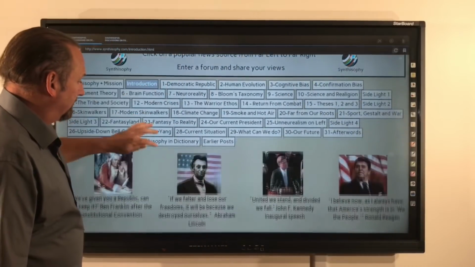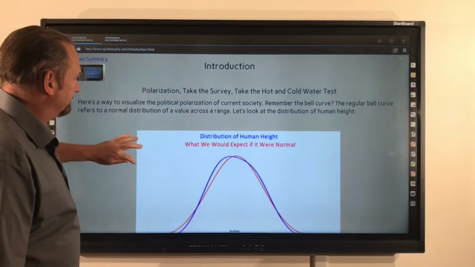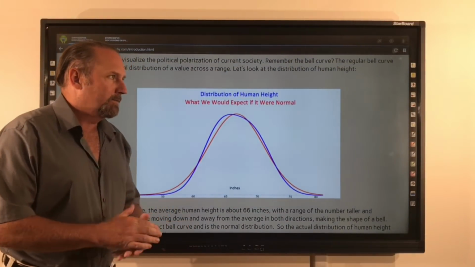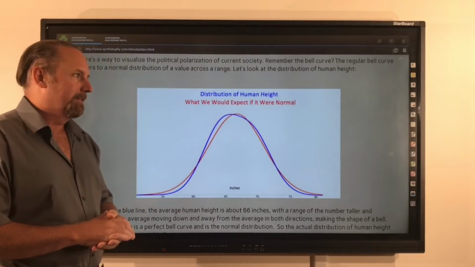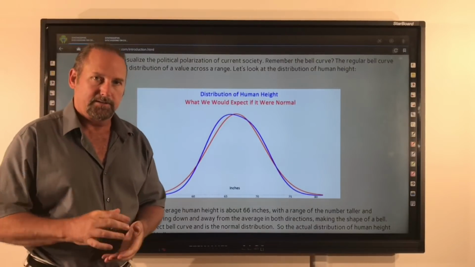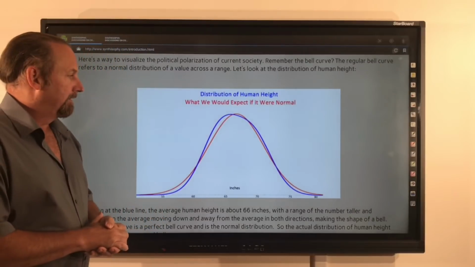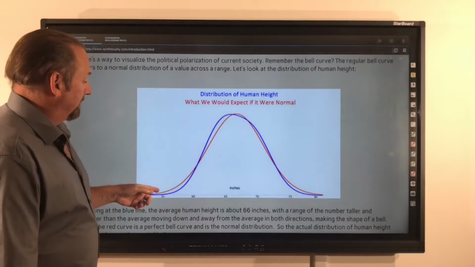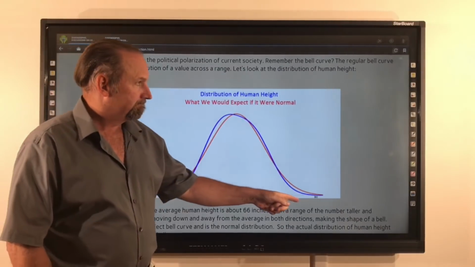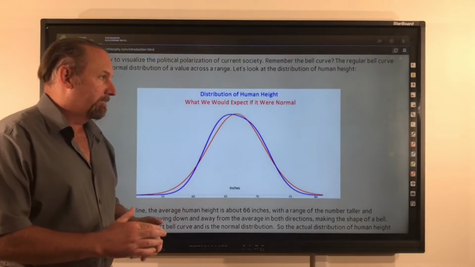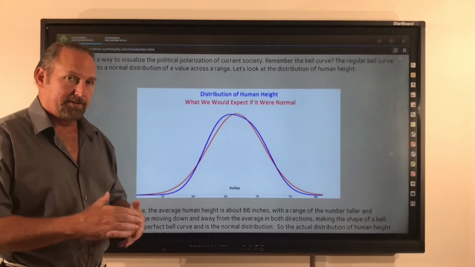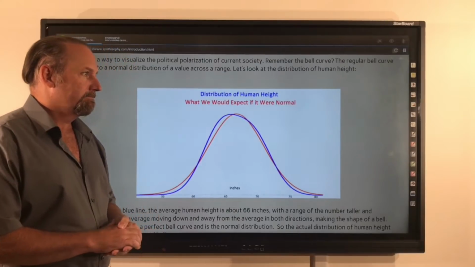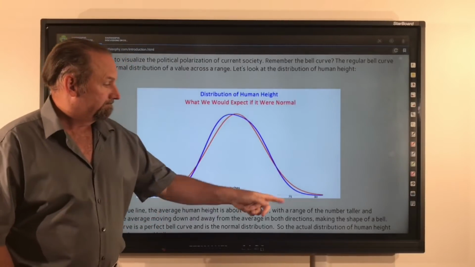So let's talk about polarization. Here's a way to visualize it: the political polarization of current society. Remember the bell curve? The regular bell curve here is in red. The regular bell curve refers to a normal distribution of values across a range. It looks like a bell.